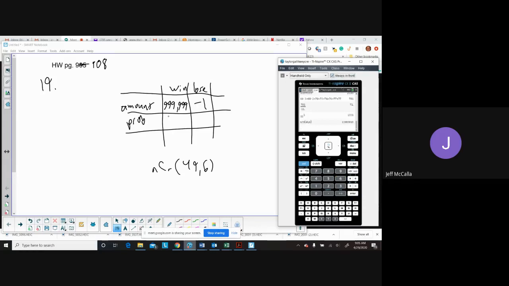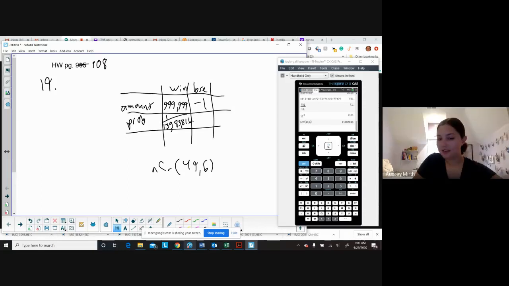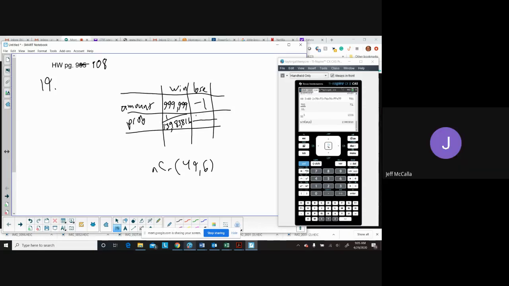So that would be 1 out of 13,983,816. So 1 out of 13 million, I guess. Does that sound right? Yes, okay. And then the probability of losing would be everything else: 13,983,815 over that same denominator, 13,983,816.